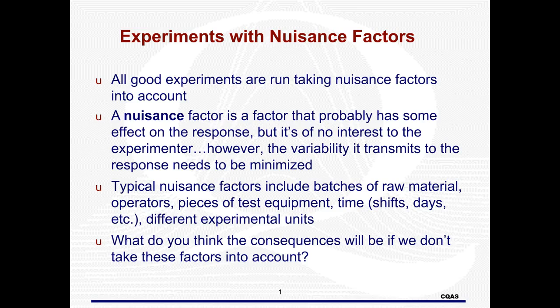When we run experiments, there are always variables that affect the response but aren't of primary interest. These are called nuisance factors. Even though we don't care about them directly, they introduce variability, which can make it harder to detect real treatment effects. If we ignore them, our results may be misleading or less precise. So the goal is not to eliminate them entirely, but to account for them properly in the design or analysis.